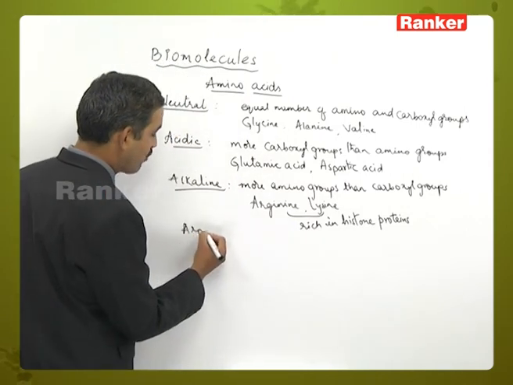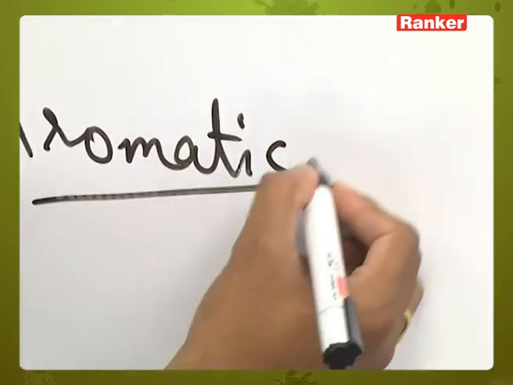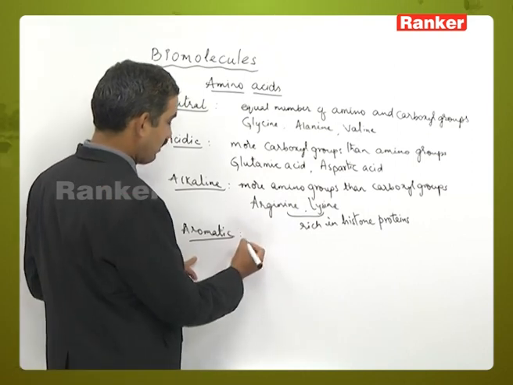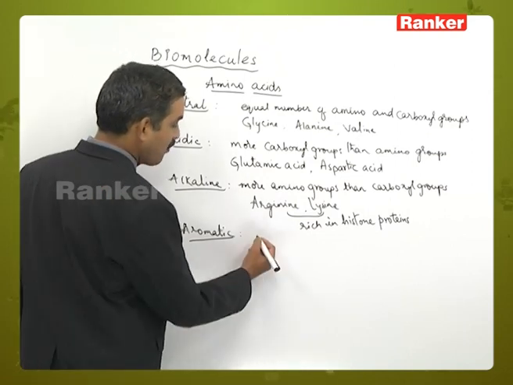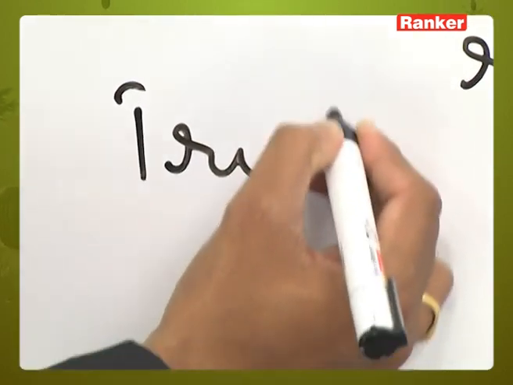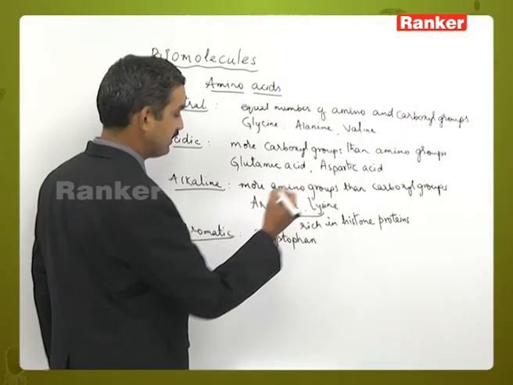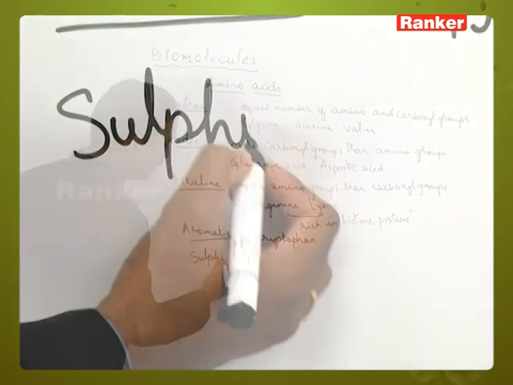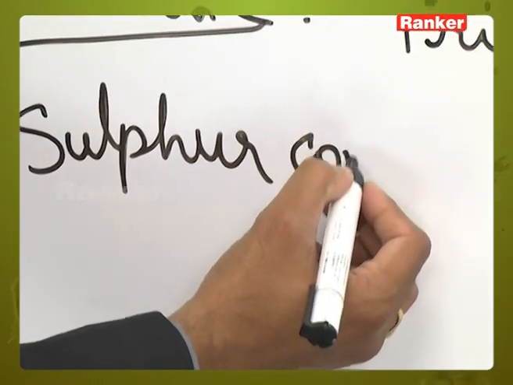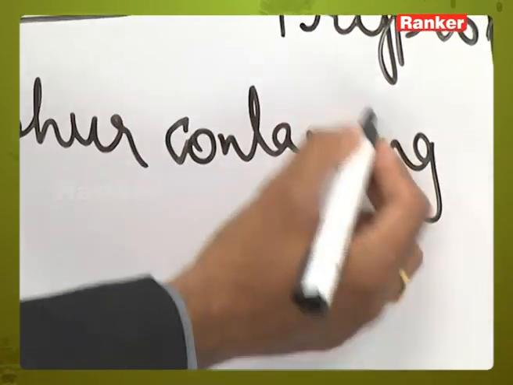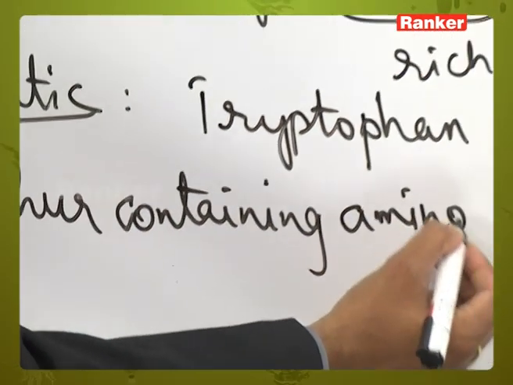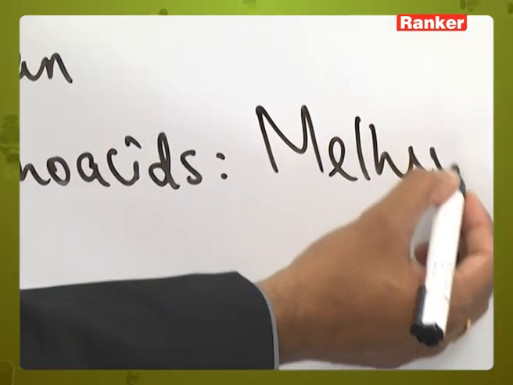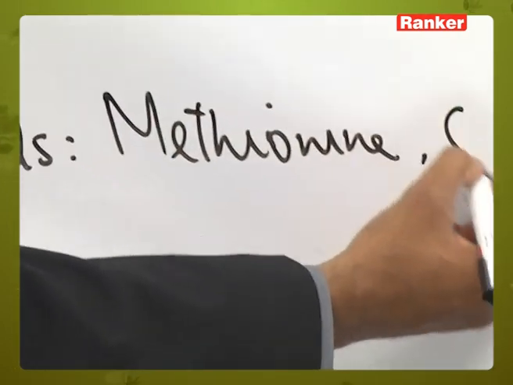Then aromatic amino acids. Aromatic means containing a ring structure. Such amino acids are called aromatic amino acids, like tryptophan is one example. Then there are some amino acids which contain sulfur, so sulfur containing amino acids, like methionine and cysteine.